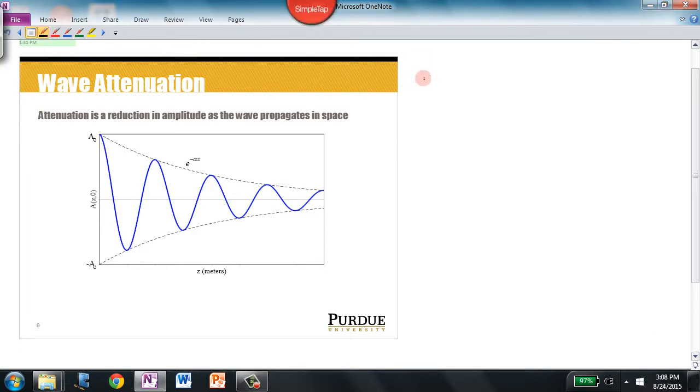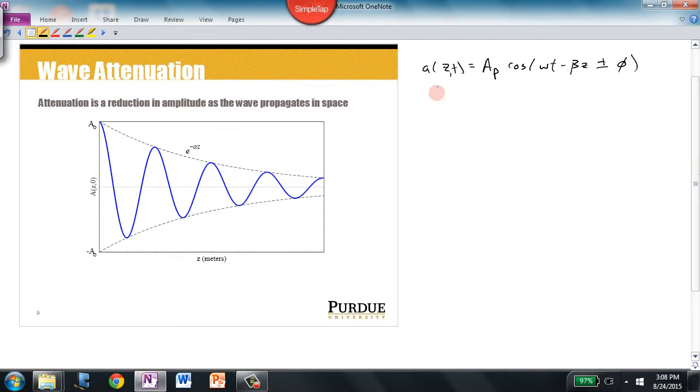So now we've got the cosine form of a traveling wave: A(z, t) = A_p cos(ωt − βz ± φ). And this represents a generic traveling wave that is both spatially dependent and time dependent, or spatially harmonic and time harmonic. If we were to draw this wave, we'd have to draw it in two dimensions, one the time dimension and the second the distance dimension.